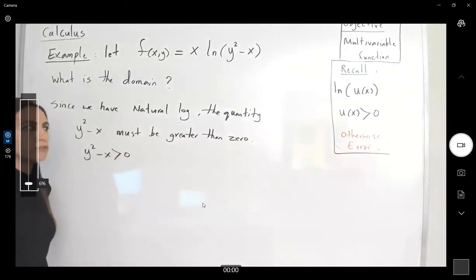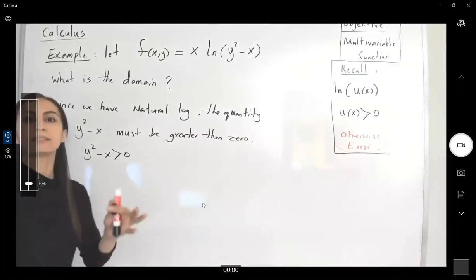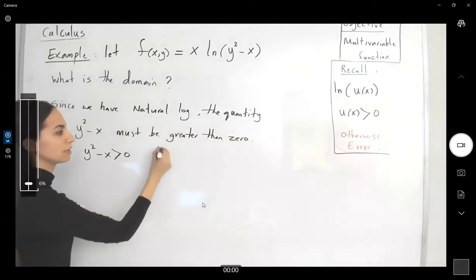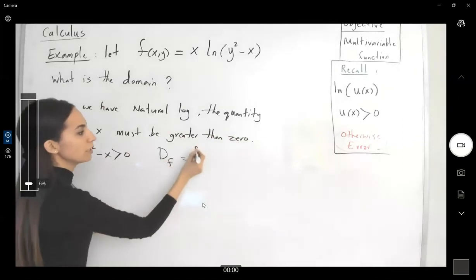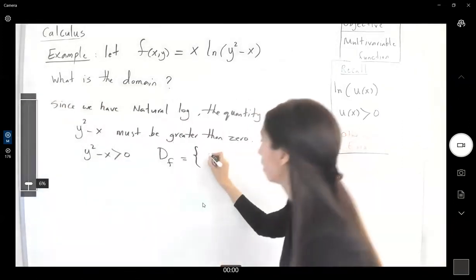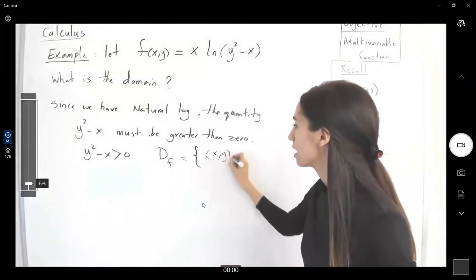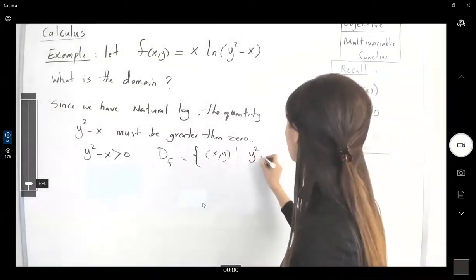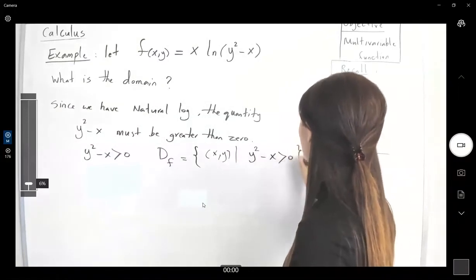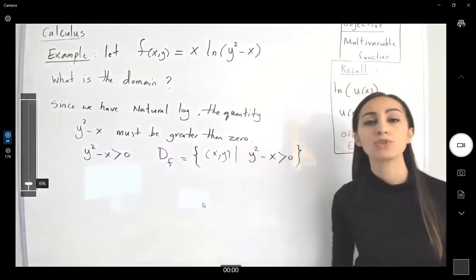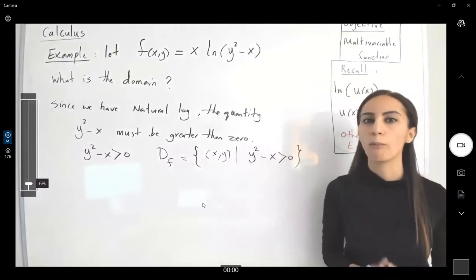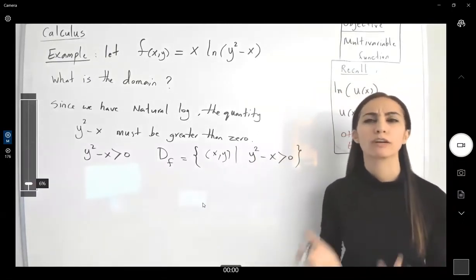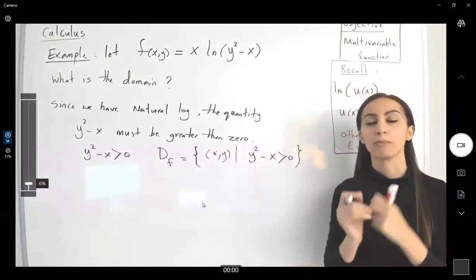Okay, y squared minus x must be positive. So if you want to write down the domain, it's easy. You can say that the domain of this function is equal to the set of all ordered pairs x and y such that y squared minus x is positive. But how do you visualize that? What's the domain like? Which part of the plane is the domain?